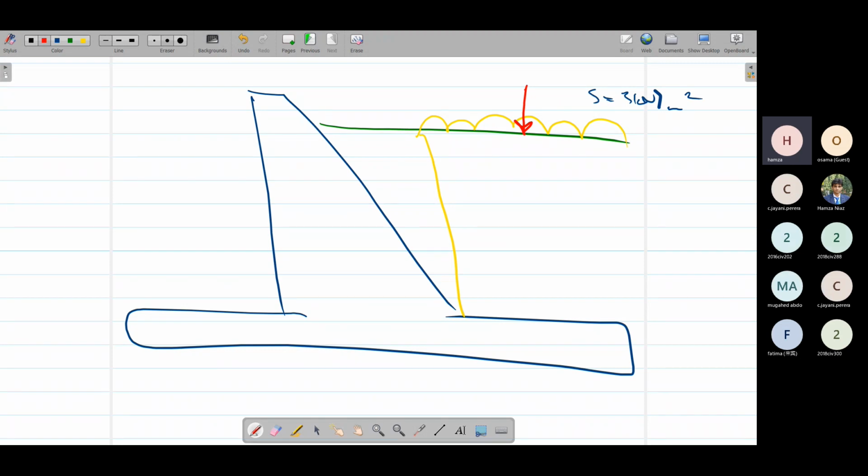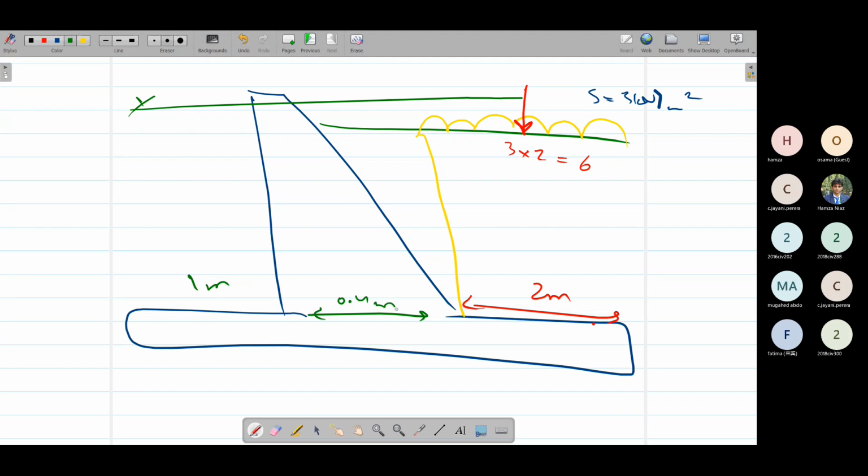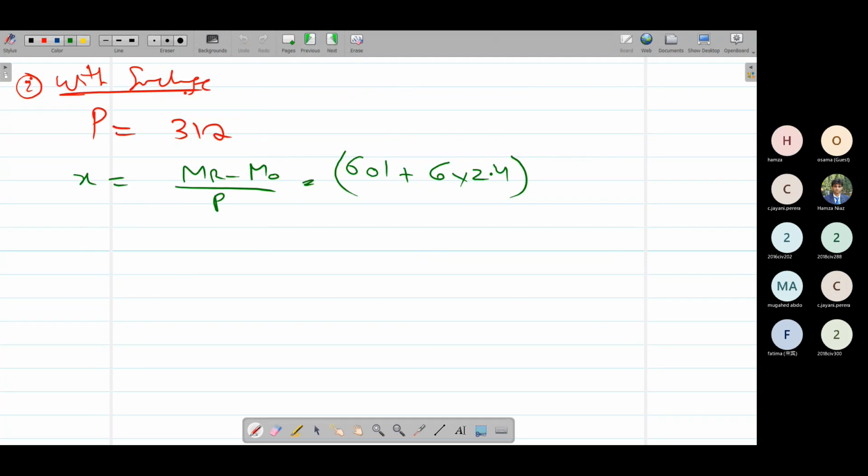That would simply be this 3 multiplied by this distance. This is 2 meters, like we calculated earlier, this weight. So 3 into 2, that would be 6, and its moment arm would be from this portion. So we know this is 1 meter, we know this is 0.4 meters, and in the middle we'll take the half of this 2 meter. So 1.4 plus 2 over 2, and this way we can calculate the moment arm 2.4. Simply multiply the 6 with the 2.4, we'll get this restoring moment.